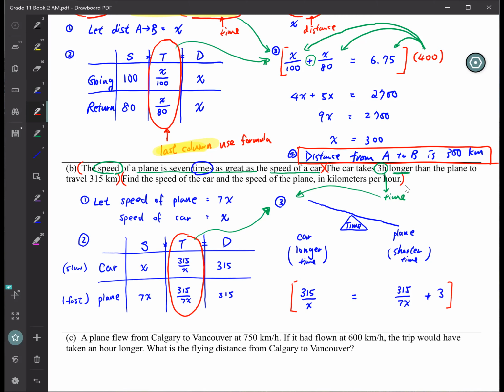So after this, the step is the same as before. Multiply everything by the common denominator, and then solve for x. Right, anyone have questions? Keep the idea of this balance scale in mind. It's a pretty good way to visualize what's going on, where to put the +3 or the -3. If you put the +3 on the car side, it doesn't make sense, right? You're making the car time even longer.